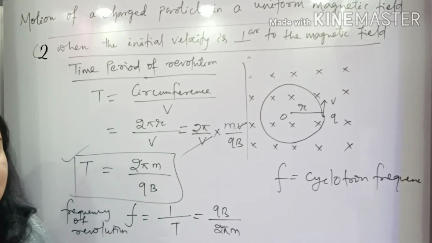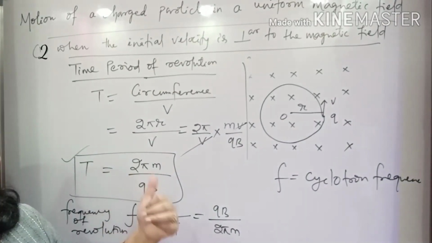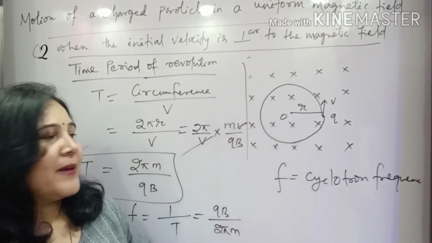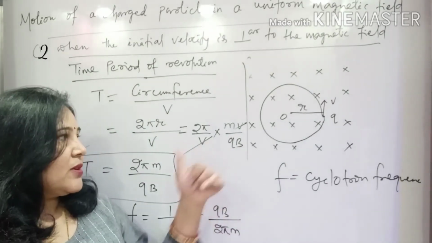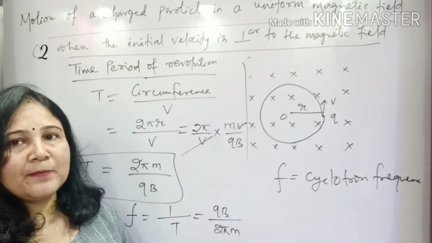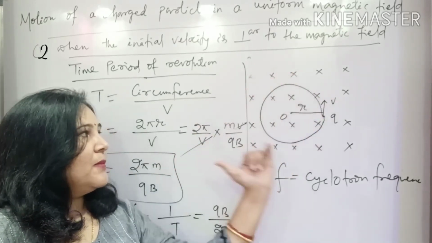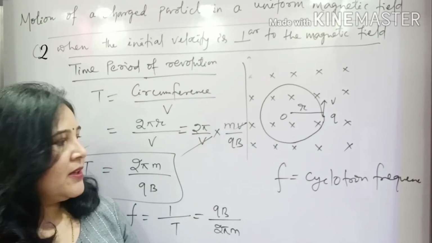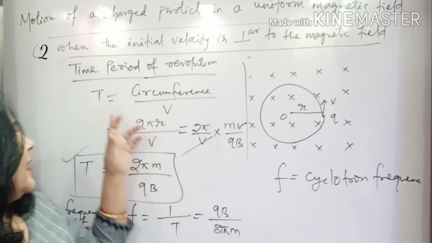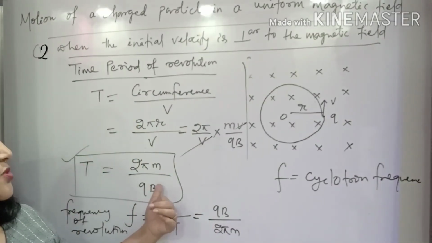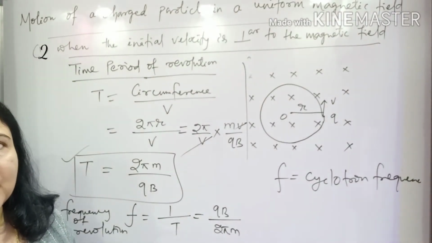So what we have discussed here is the case when a charged particle is initially moving at an angle of 90 degrees with a uniform magnetic field. When it is entering at 90 degrees, what is the shape of the path? It always moves in a circular path, because it always gets a force towards its left. The radius of the circular path is mv by qB. The time period's formula is 2 pi m by qB. And the frequency with which it will move is qB by 2 pi m. Okay.